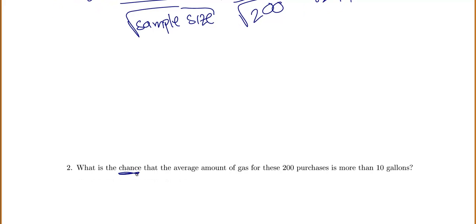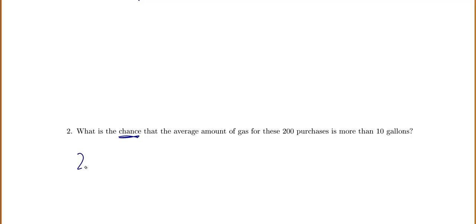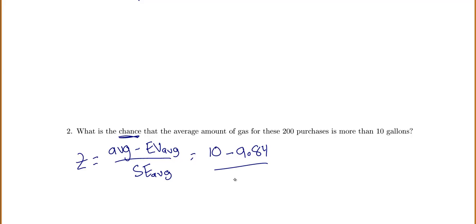Number 2, what is the chance? I know I'm going to want to use the normal curve and I'm going to have to standardize. The chance that the average amount of gas for these 200 purchases is more than 10 gallons. So to standardize, we have our formula for z. Z is equal to the average minus the expected value for the average, divided by the standard error for the average. My average here that I'm interested in is 10, minus the expected value, which was 9.84, divided by the standard error, which was 0.277. So 10 minus 9.84 divided by 0.277 gives me 0.577.